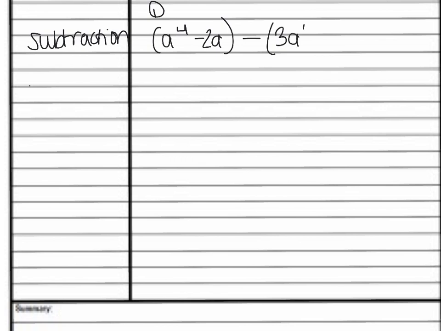All right, now our next topic is going to be subtraction. So for subtraction, we can do the same thing. We can do it horizontally or vertically. So let's try one horizontally. I'll have, example 1. I'll have a to the 4th minus 2a minus 3a to the 4th minus 3a plus 1.